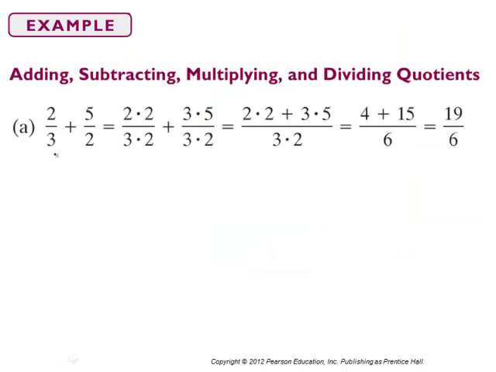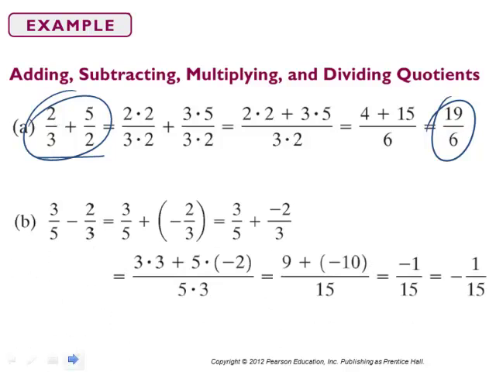So for example, if you wanted to take 2/3 plus 5/2, well, look, the least common multiple of the denominators, 2 and 3, is 6. So that means that you can multiply the 2/3 right here by 2 over 2, and multiply the 5/2 by 3 over 3. So you have a common denominator of 6. And now the numerators are 4 and 15. 4 plus 15 is 19, so 19/6 will be the result of adding these two fractions.